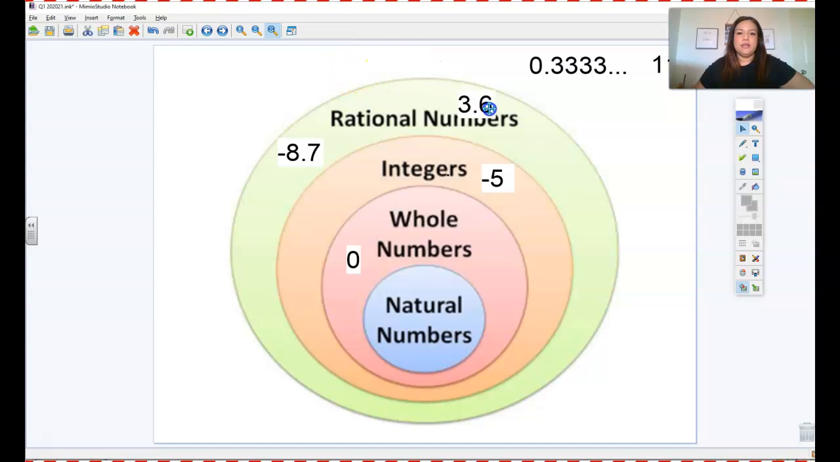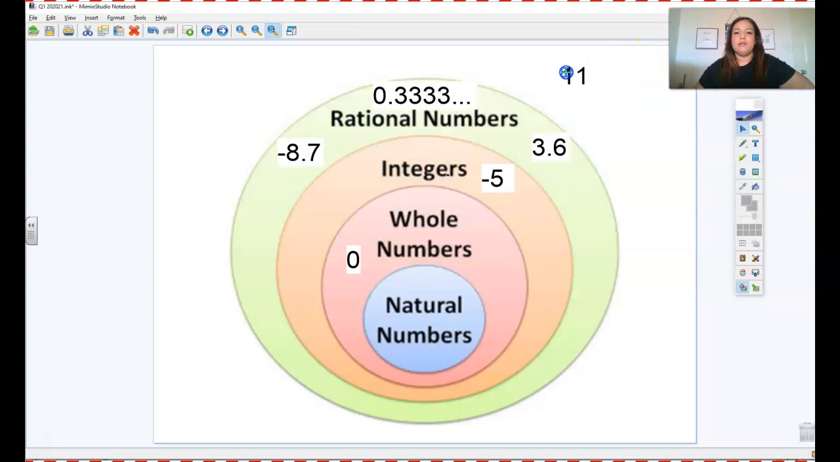3.6, it is rational. Does it get to move on to integer? Nope, I shouldn't have decimals in integers. Okay, what about 0.33333333? Wait a minute, is that rational? Yeah, we said that rationals can be repeating, so that is a rational number.